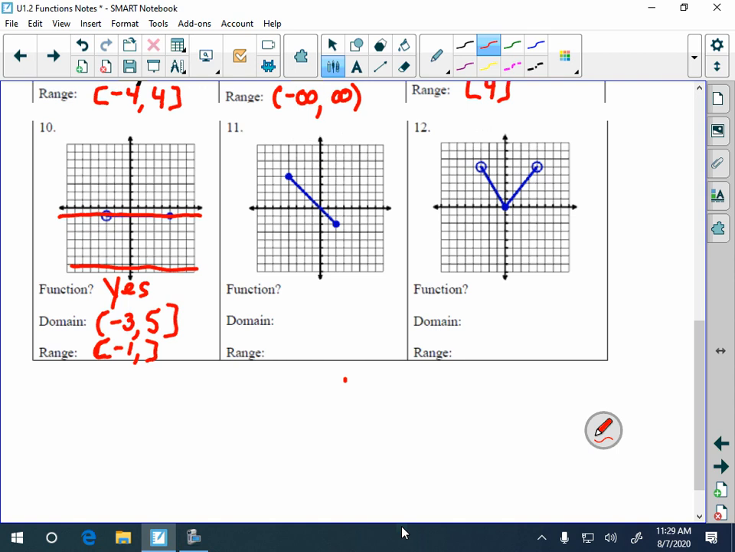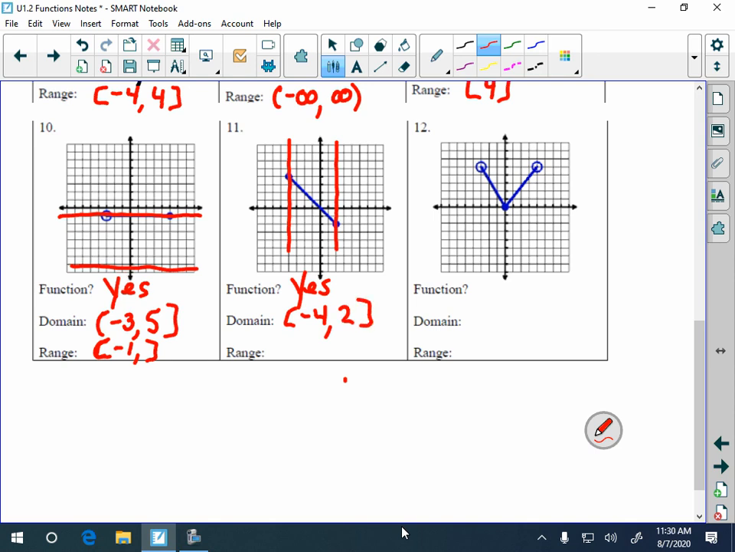All right, so this is a function. It does pass the vertical line test. The domain, working left to right, looks like it's first going to hit right there. And it's a closed circle, so we'll use a bracket. And so that x value is 1, 2, 3, 4, negative 4. And then the last vertical line that will intersect is positive 2.